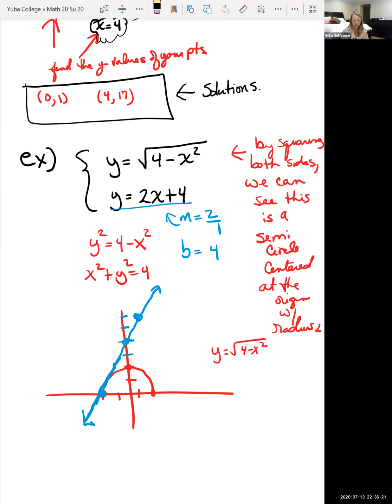Because this is a semicircle, there's no other place that this can intersect unless they're somewhere right in between here or hitting in here and here. It's hard to see with my graph. So you've got to determine which way you want to solve this. We can use substitution, where we substitute one value of y in for the other. It's already in the form y equals, so we can do that. And so if we use substitution, we have the square root of 4 minus x squared is equal to 2x plus 4.